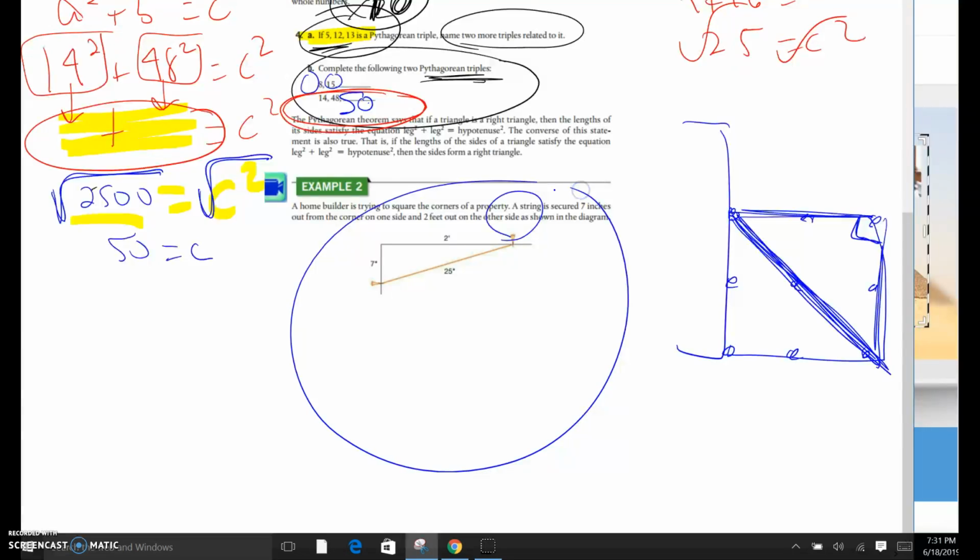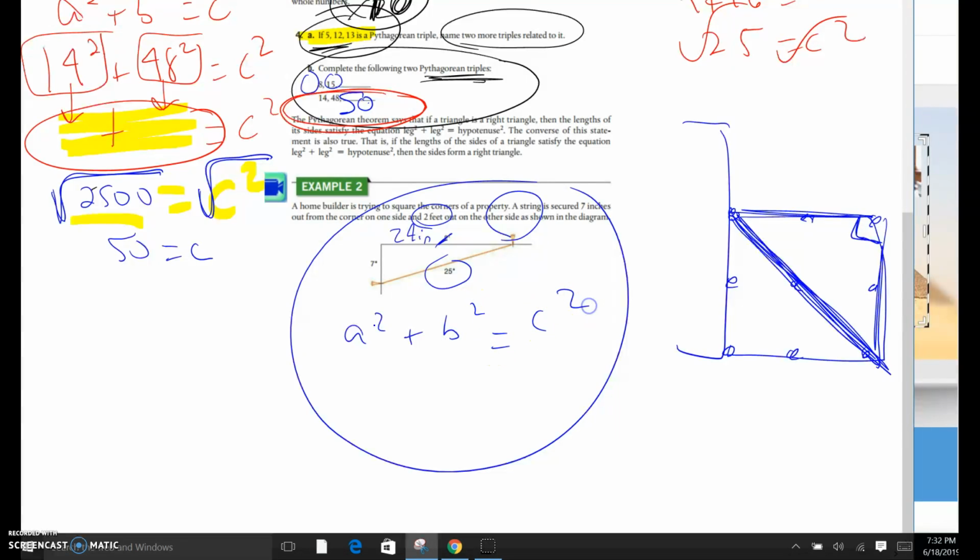Now some people are like, whoa, wait a second, we have a 7, we have a 2, and then we have a 25. All right, so the 2 is 2 feet. So again, your units have to match if we're going to do math. So 2 times 12 would be 24 inches. So that makes a huge difference. All right, so again, this has to be your longest side. All right, so Pythagorean theorem.